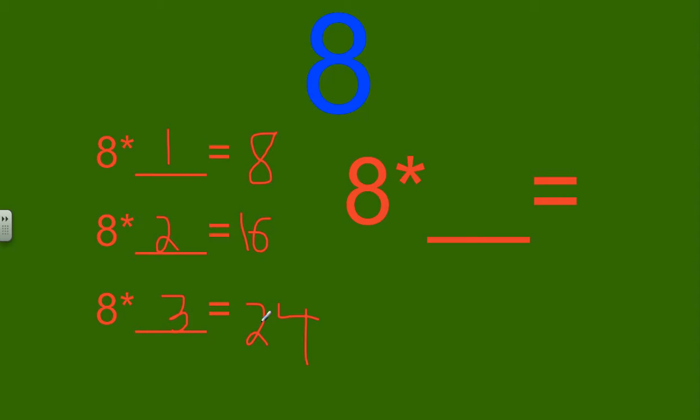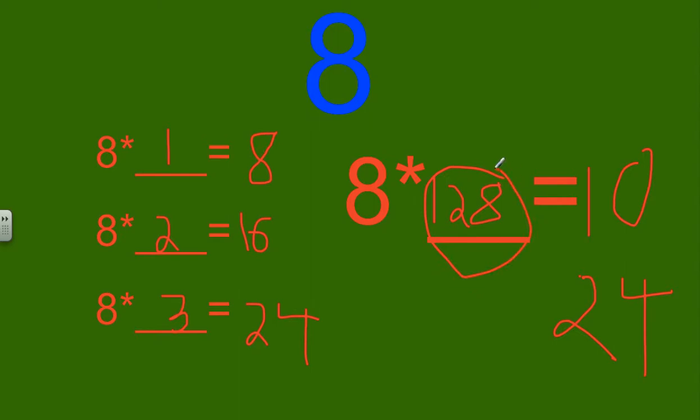And since there are infinite multiples, because we have an infinite number system, we can go 8 times 4, 8 times 5. We could go all the way up to the multiple being 1024, and this number would have to be 128. In this case, both 128 and 1024 are multiples of 8.